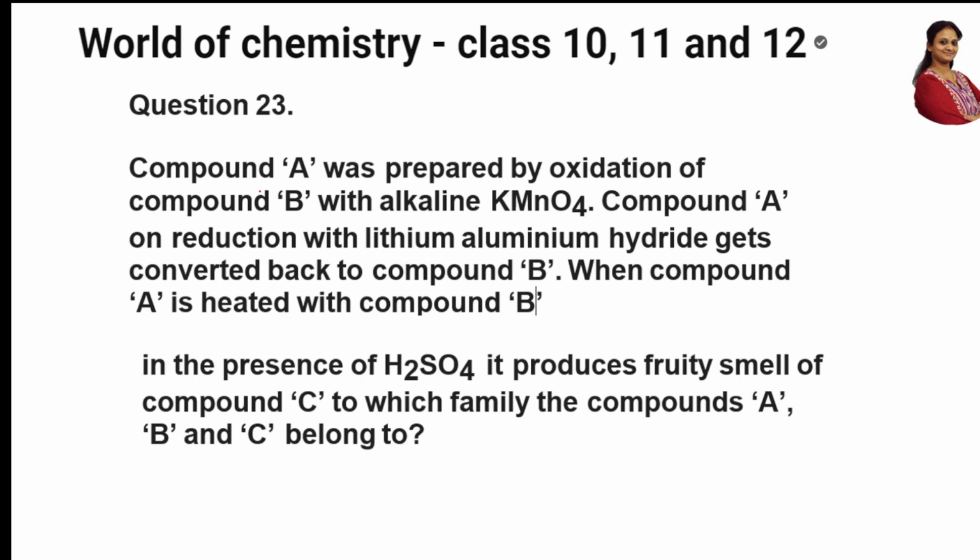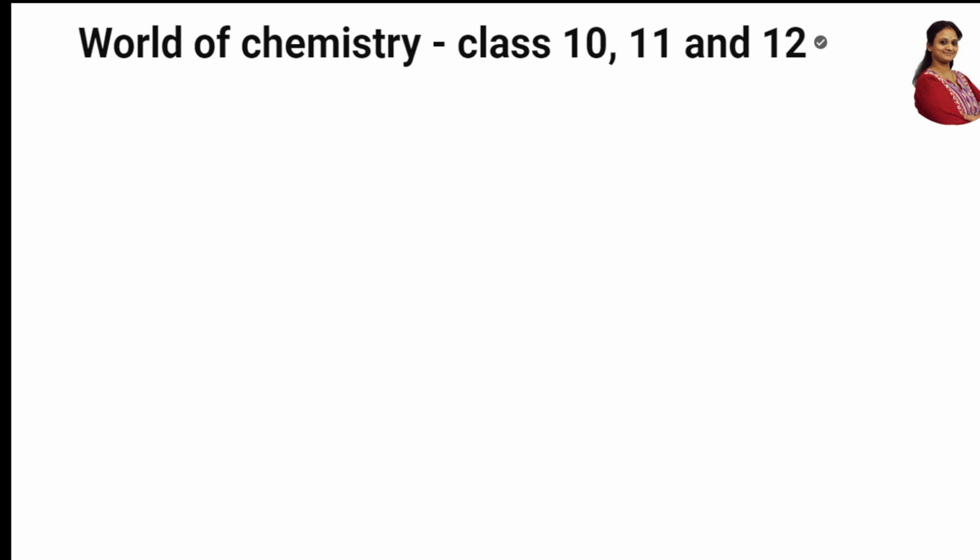See here. Compound A was prepared by oxidation of compound B with KMnO4, an oxidizing agent. Then again they said compound A on reduction with lithium aluminum hydride gets converted back to B. This is the clue we have. Back to compound B. This is the clue, students. Remember, careful, A to B, B to A. First of all, compound A is an acid.